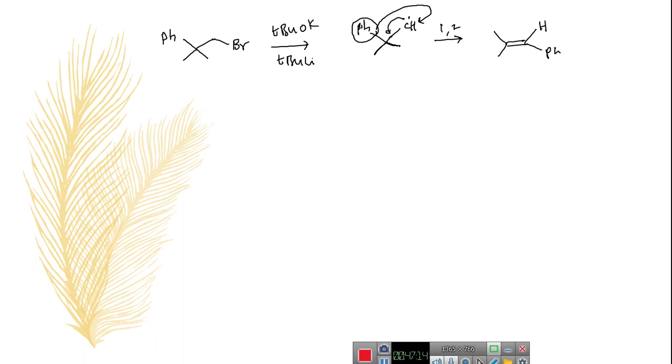There is another type of rearrangement reaction, that is carbene to carbene rearrangement reaction, which is also called as scatterball.